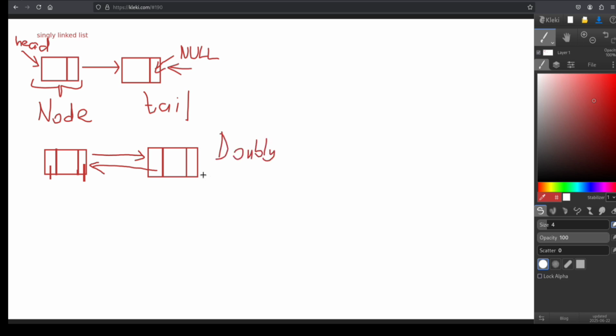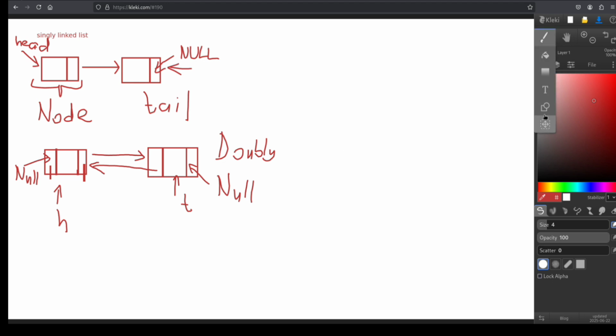I'm going to write it over here. As usual, the last node is the tail, the first node is the head, and the characteristic of this doubly linked list is that the last memory block of the tail has a null, and the first one also has a null, because there's nothing previous to the first node, and there's nothing after the last node. So this is a doubly linked list.